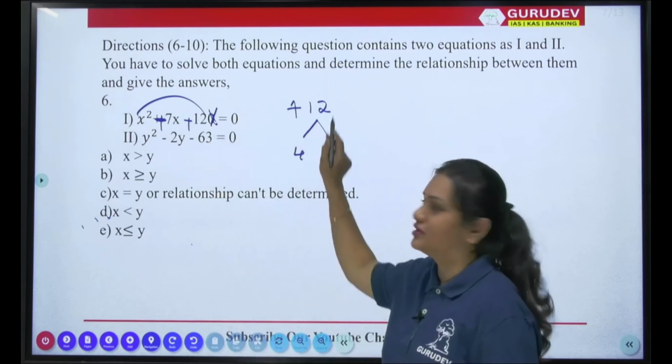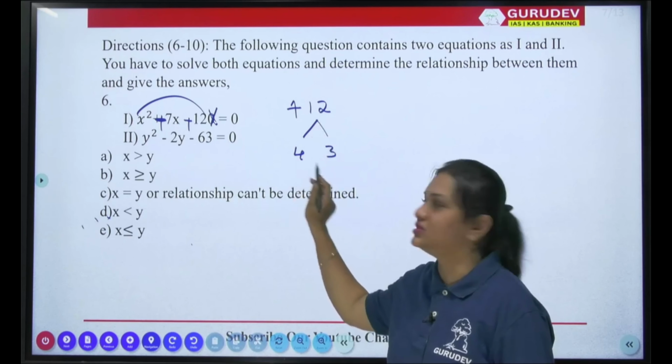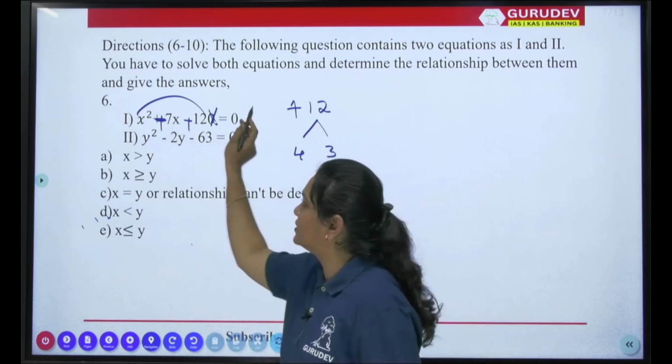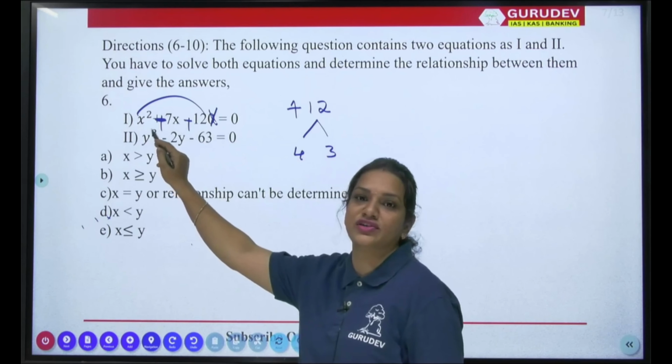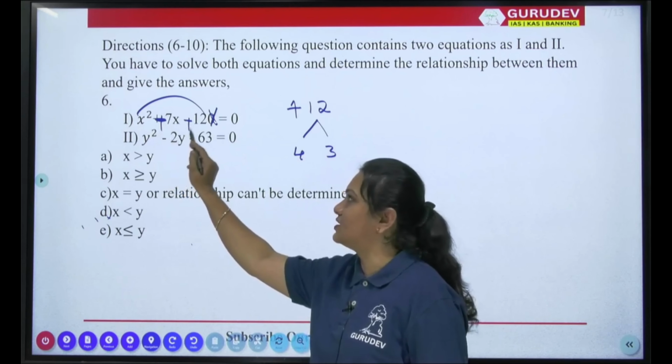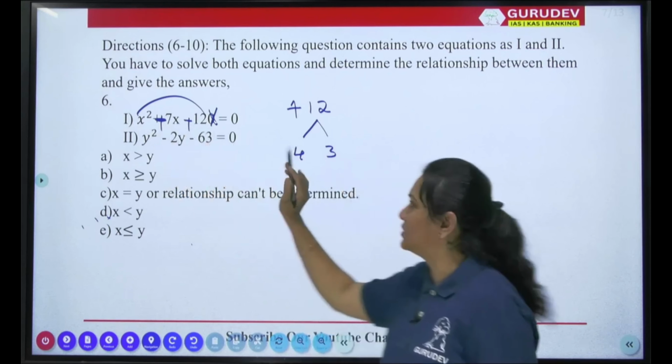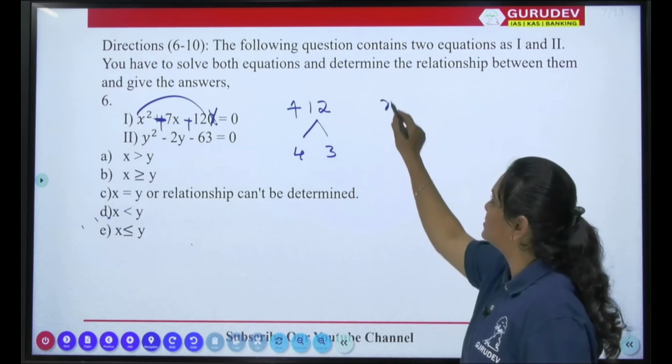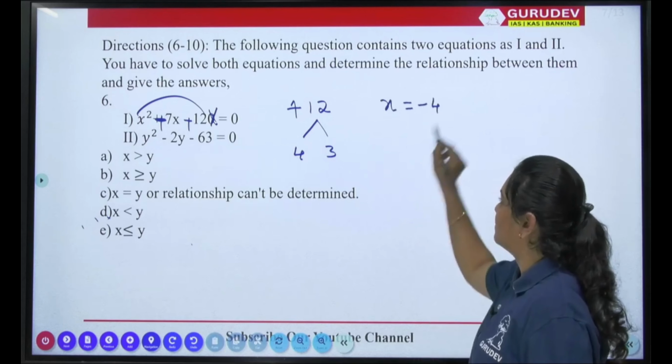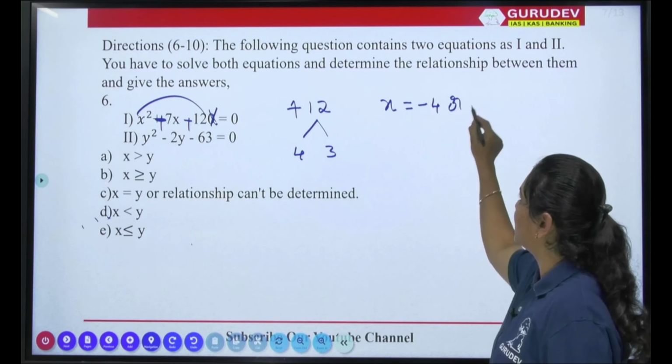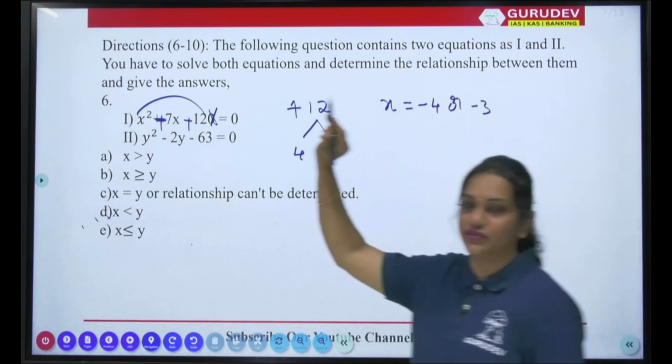So 4 3s are 12, and if I add 4 and 3, I'll be getting 7. Please rewrite the equation. The equation is actually x square plus 7x plus 12 is equal to 0. So in this case, the roots of x will be -4 or -3. I hope it is clear for everyone.